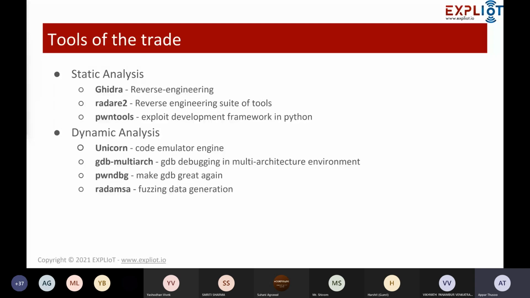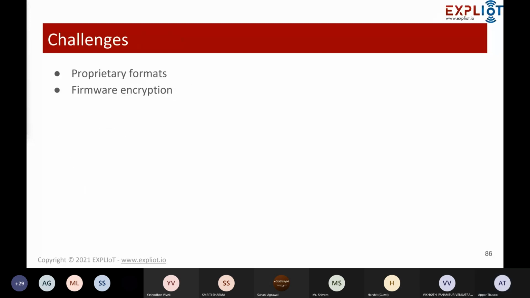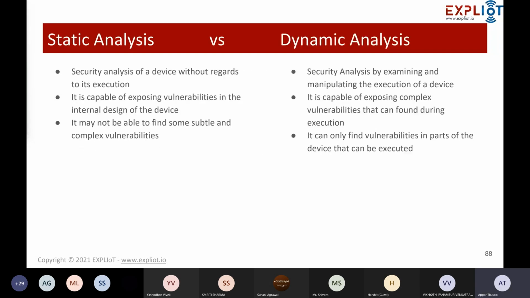The tools of trade while reverse engineering a firmware or any custom binary that we come across is either static analysis or dynamic analysis. So what is static analysis? In static analysis, we take the binary dump, load it into one of the reverse engineering tools, and without execution, we try to expose vulnerabilities from mapping the functions of the disassembled and decompiled code that we have.